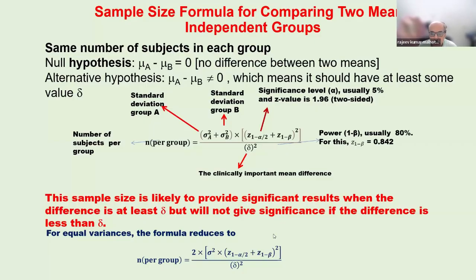If you assume that both the groups have equal standard deviation, this formula is reduced to this format: 2 multiplied by standard deviation square multiplied by Z1 minus alpha by 2 plus Z1 minus beta, divided by the clinically important difference. So that is the formula for the unequal variance. This is the formula for equal variance.